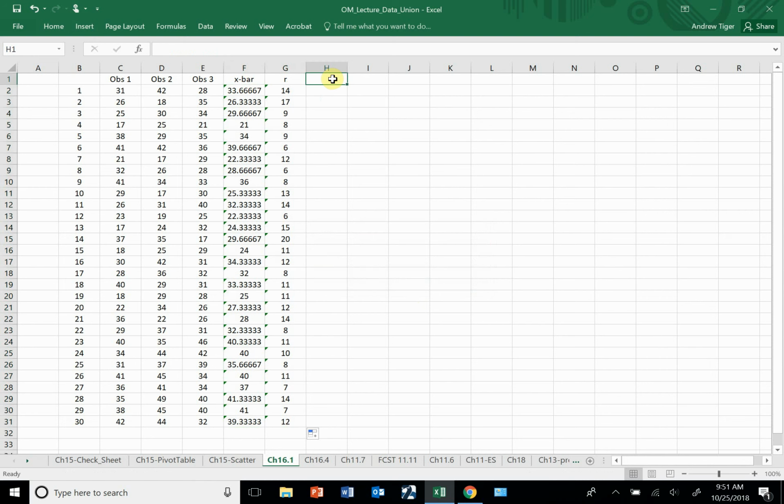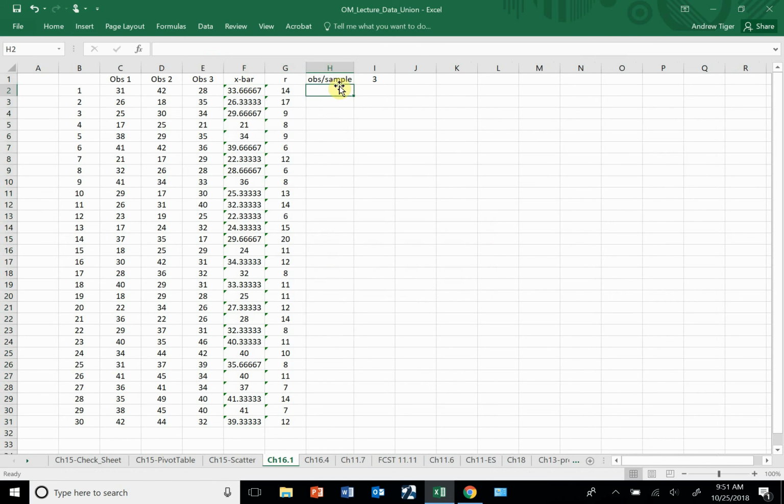Next thing we're going to do is go grab our constants. The observations per sample is 3. We need to calculate X bar bar, the average of all of my averages. Calculate R bar, the average of all of my ranges.